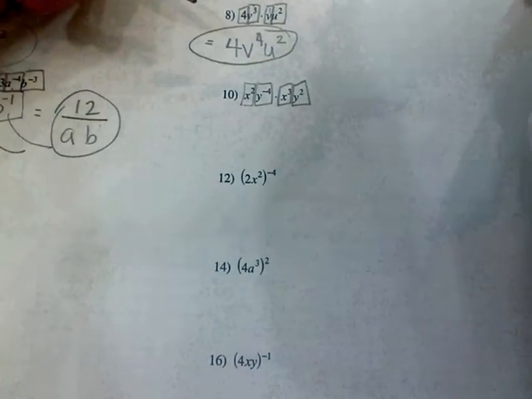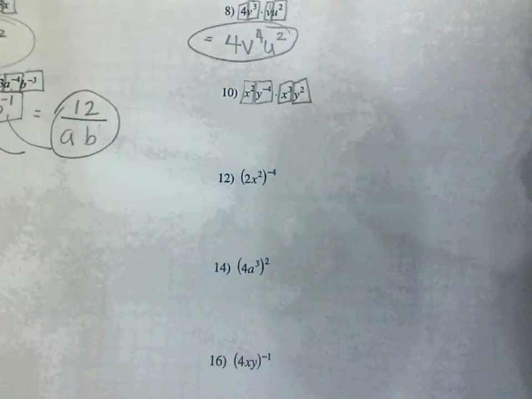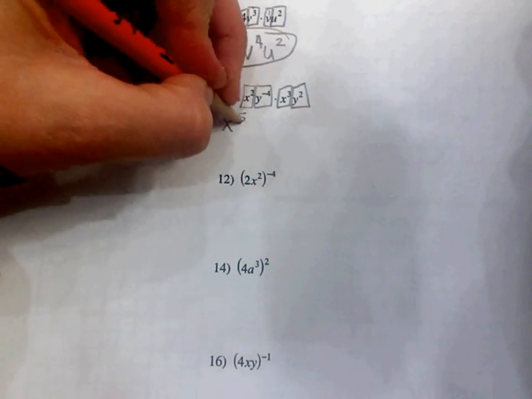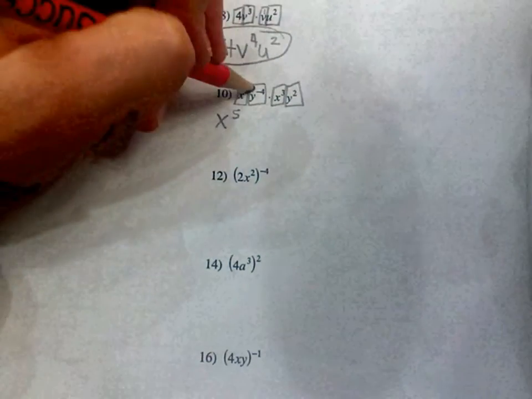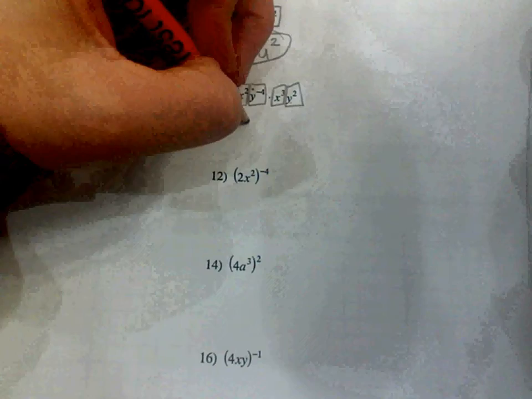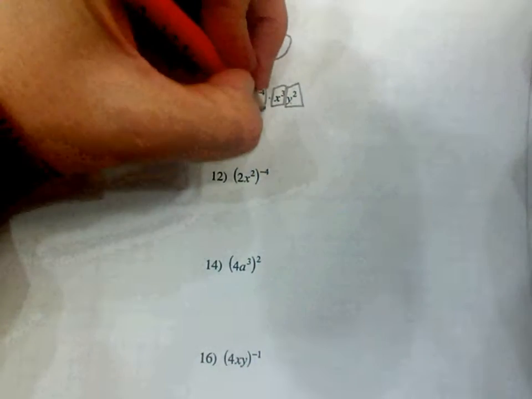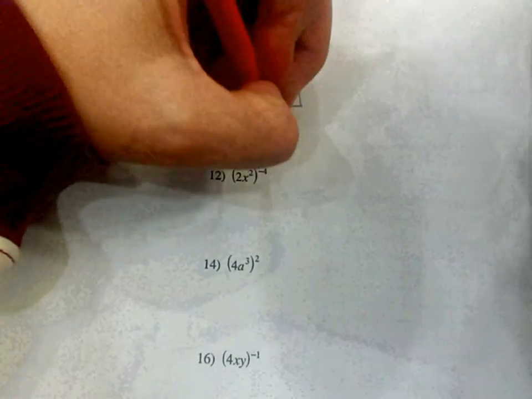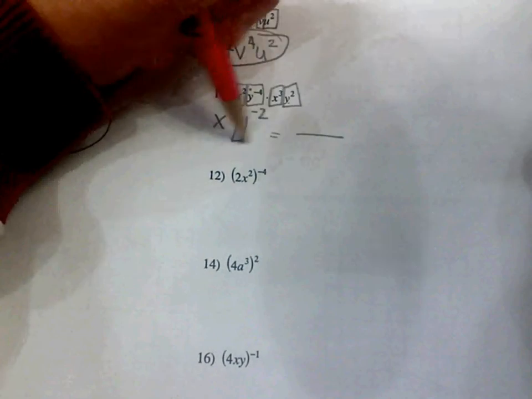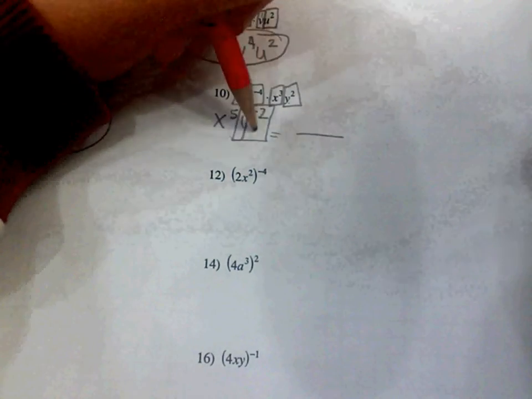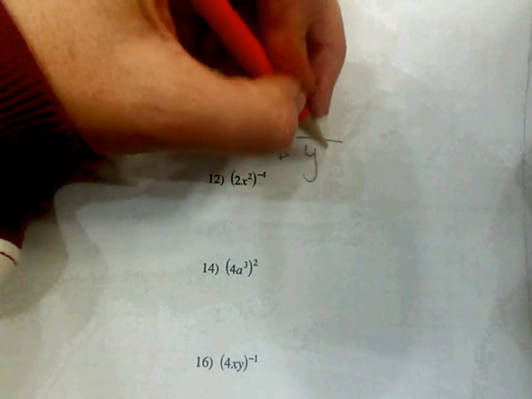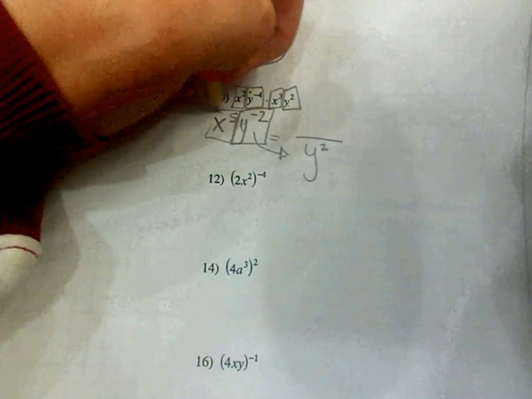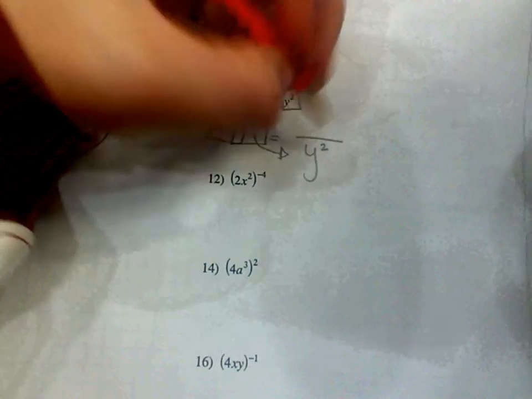Okay, look for like bases. You have x to the second power and x to the third power. That's x to the fifth power. Y to the power of negative 4 times y to the second power. Add the exponents, and you get negative 2. You can't have a negative, so you need to make it a fraction and put this whole base and exponent on the bottom. Make it a positive 2. And then this stays on the top because it has a positive exponent.